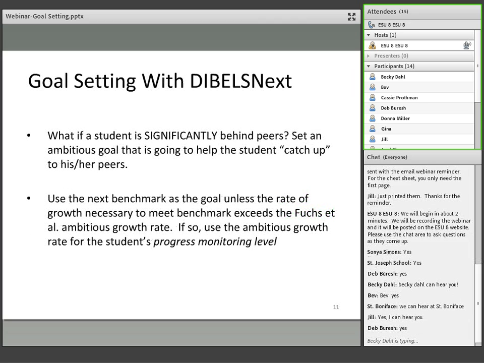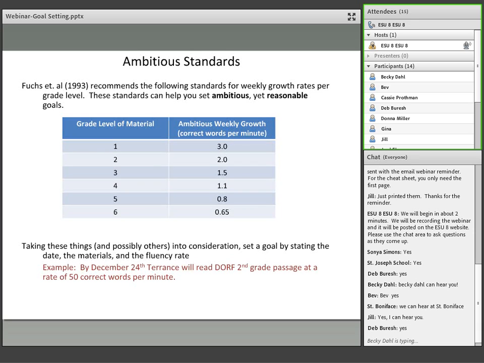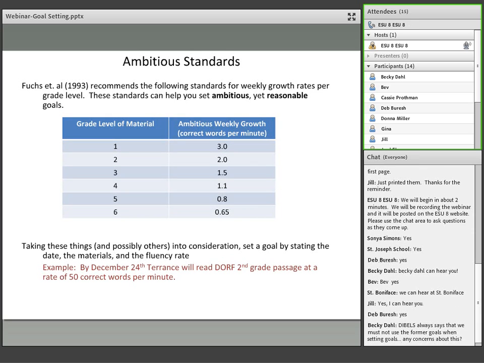Okay, so what if a student is significantly behind where they're supposed to be? Then what we want to do is set an ambitious goal, and we're going to talk about the process for doing that. Again, you use the next benchmark as the goal unless the rate of growth is just too much, that it will exceed some growth rates that we're going to show you. So here are those growth rates. Here are these ambitious standards.